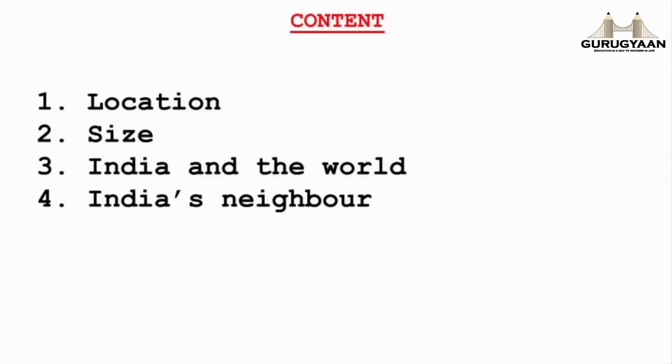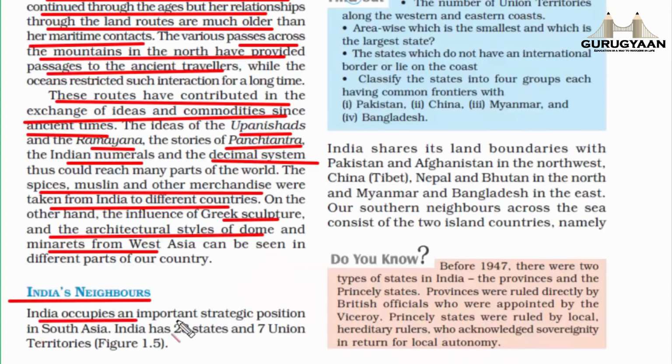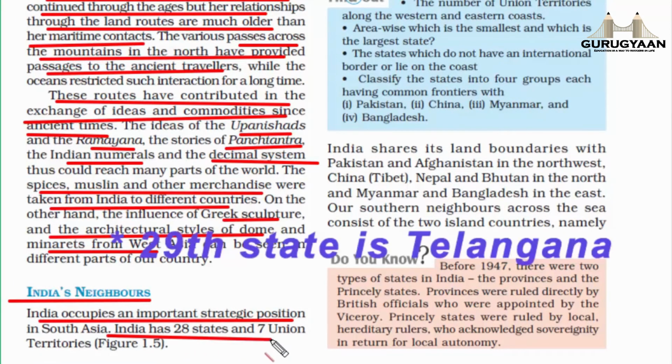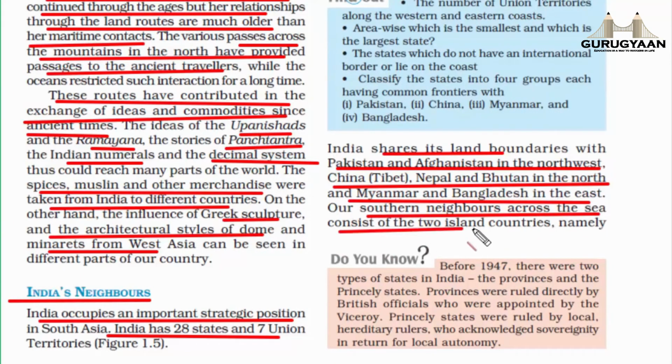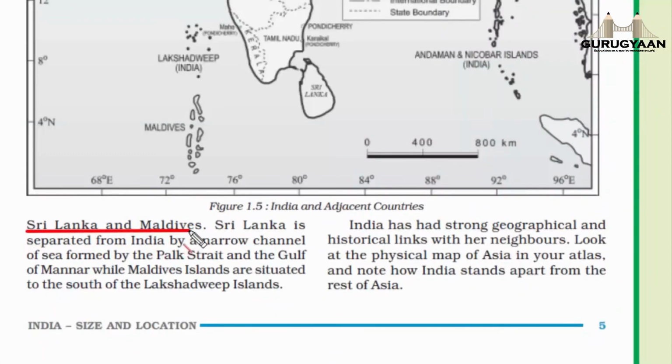And the last topic is India's neighbors. As we read in the earlier paragraph, India has an important strategic position in South Asia. So we know that India has 29 states and 7 union territories. And we share our land boundaries with Pakistan, Afghanistan, which is in northwest, China, including Tibet. So those of you who think that Tibet is part of India, no, it is part of China. Nepal and Bhutan in the north, Myanmar and Bangladesh in the east, and our southern neighbors across the sea consist of two island countries, namely Sri Lanka and Maldives.